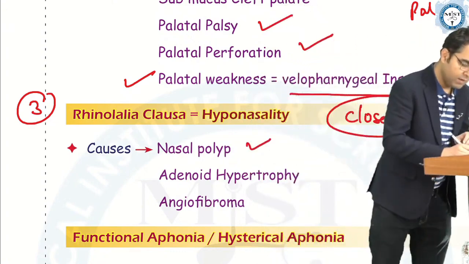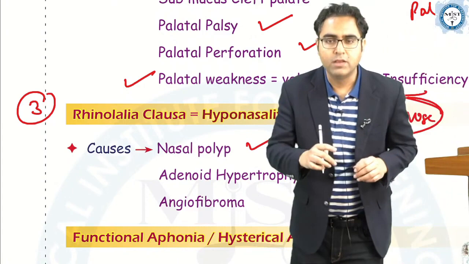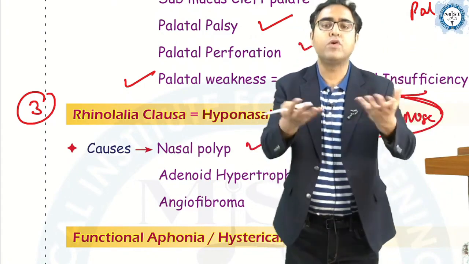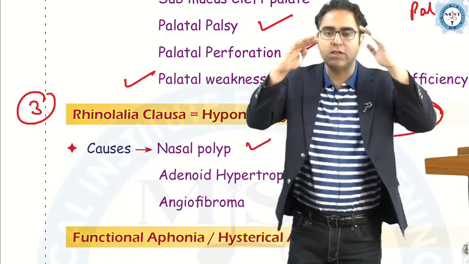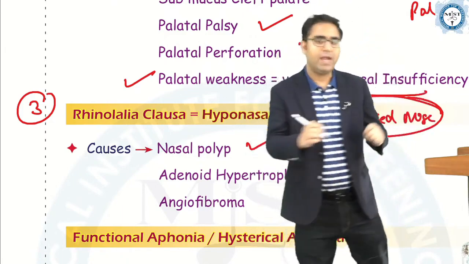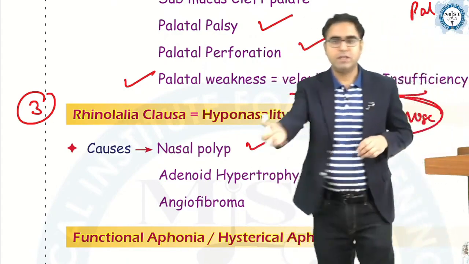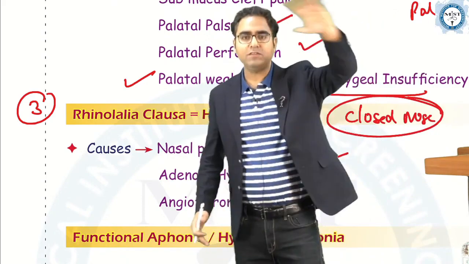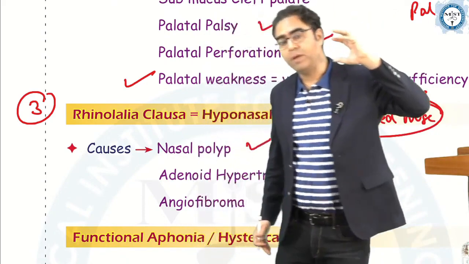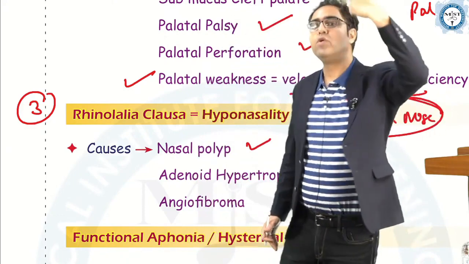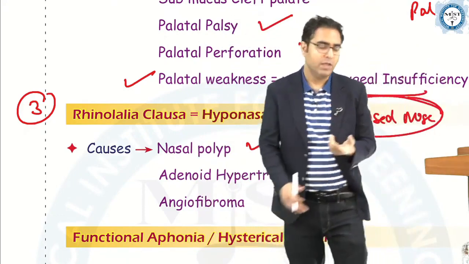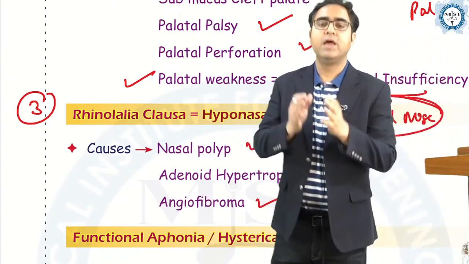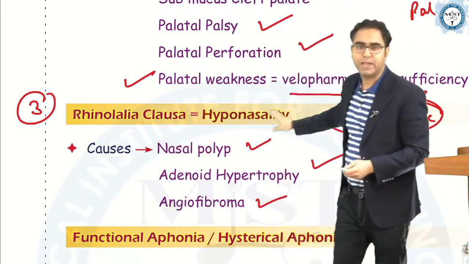Nasal polyp. If your nose is full of polyp or a tumor or some other mass, there's no air. If there's no air, what will contribute? Nothing. Hyponasality means nasal component is less. Nasal polyp, adenoid hypertrophy. We'll discuss the next topic. Adenoid is behind the nose, beta. It grows like a big mass. You tell me, beta, if the nose is blocked from behind, how will the nose air go into the mouth then? And a tumor, angiofibroma. Any mass-like lesion which closes the nose, which blocks the nose, that is called rhinolalia clausa, hyponasality of voice, beta.